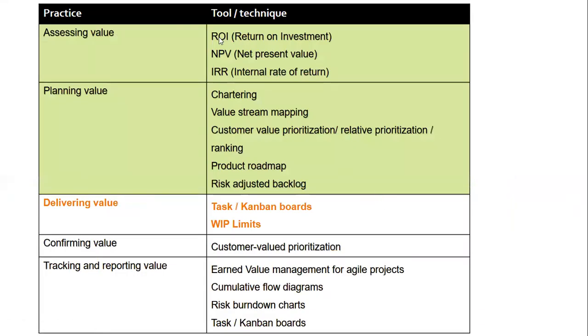So by this we completed assessing value and planning value. Assessing value is ROI, net present value, and IRR. I'm repeating this so that you also get feedback. Planning value is project charter, value stream mapping, customer value prioritization, product roadmap, and risk adjusted backlog. In the product roadmap, you have 3 components, which maybe you can recollect yourself: the backbone, walking skeleton, and additional features. And in customer value prioritization, you do the Kano model, MoSCoW prioritization, the 100-point method, monopoly money, and Cal relative estimation.